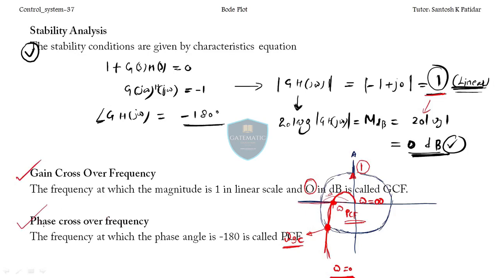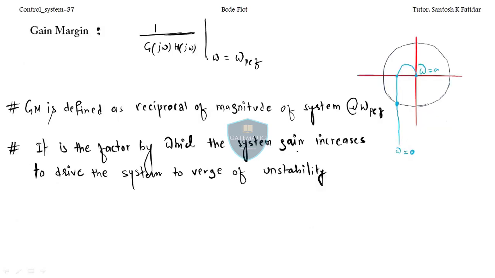Now we'll see the very important thing, and that is the gain margin and phase margin. So come to the gain margin. Mathematically the gain margin is given by the reciprocal of the magnitude at omega PCF. At the phase crossover frequency, the reciprocal of the magnitude is the gain margin mathematically. The gain margin is defined, let me take the highlighter over here, as the reciprocal of the magnitude of the system at omega PCF.